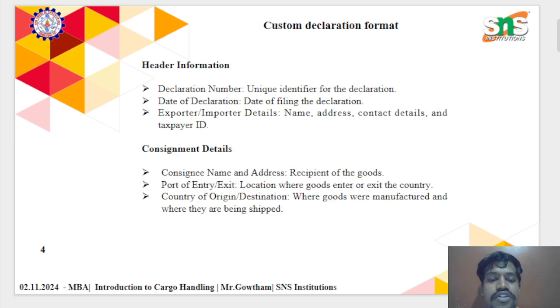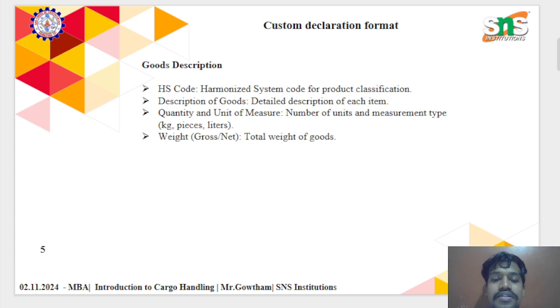Customs declaration format. This is a format like the customs clearance, for your reference. First, header information: declaration number, the date of declaration, exporter details, their name, address, contact details, and the taxpayer ID. Consignment details: consignee name, the address and name of the recipient of goods, then port of entry and exit, country of origin, and destination. Okay, where am I picking up the goods? Well, that's called consignment details.